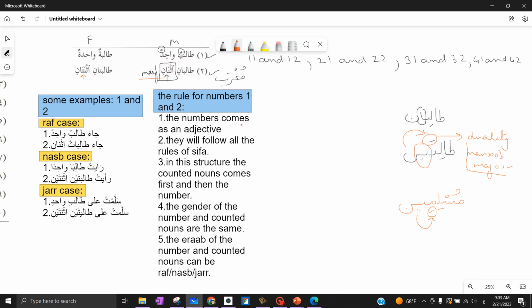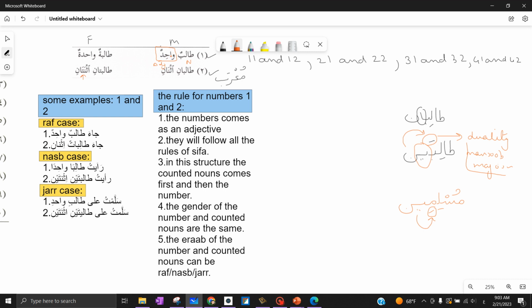Number 1, the number comes as an adjective. So here when you see talibun wahidun, let me just rub it off everything. When you see the numbers here, what do you see? Where are the numbers? Actually the numbers are here after the noun. So that's why it's saying the number comes as an adjective. First the noun comes and then the adjective comes. Numbers are in the place of adjectives.